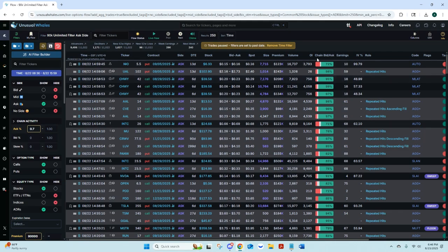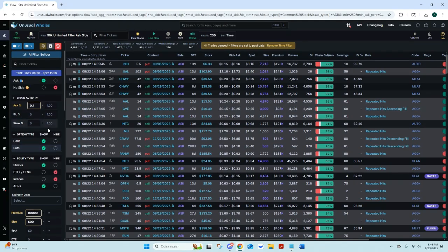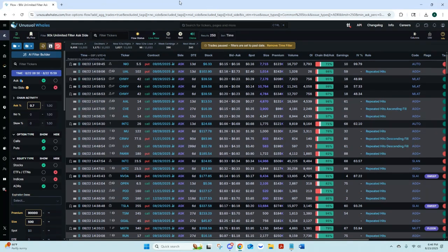So this is going to show me everything over 70% ask side flow. I obviously don't have bid side flow or skew or anything, so I want to see both calls and puts. You can turn that off if you want, but I like to see the overall flow. We'll see some examples in here why I like to see both. I also have a separate ETF filter, which I like to have in tabs up here, just a tip for those out there.